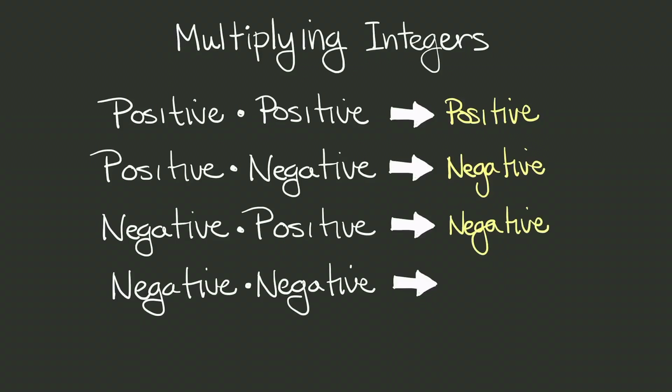If you multiply a negative and a negative, those two negative signs will cancel each other out and you'll end up with a positive.